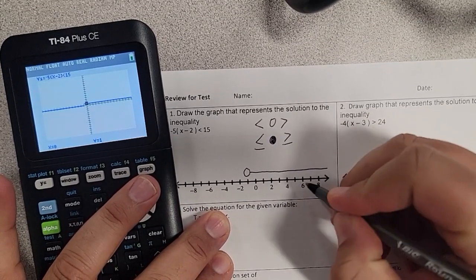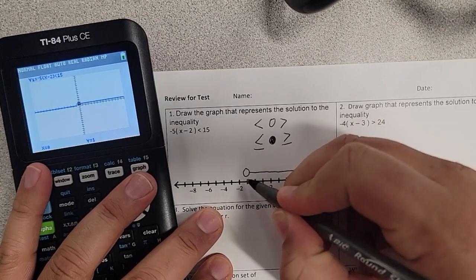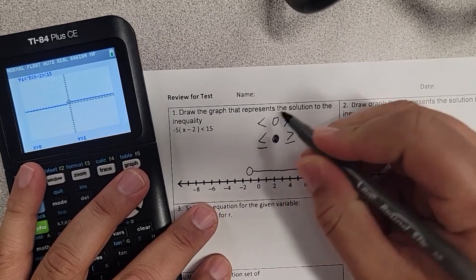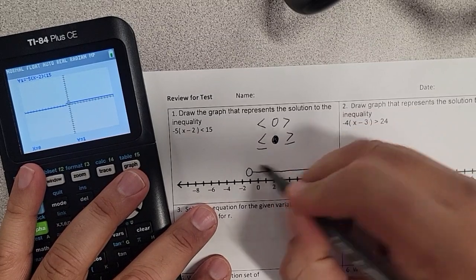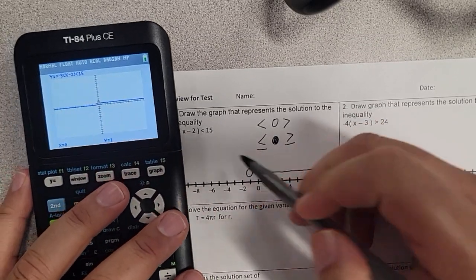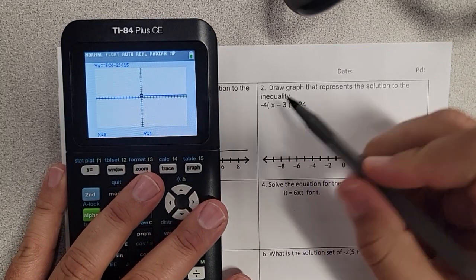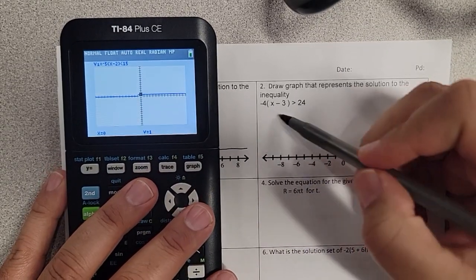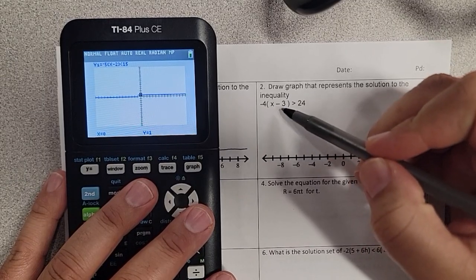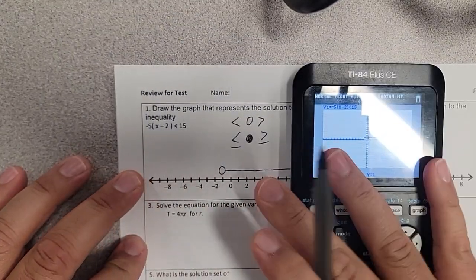My answer can be 8, it can be 6, it can be 0. It cannot be -1 because it is not equal. It's greater. All right. So do the same steps for number 2. You can pause it right now so you can make sure you do it correctly. Same things. All right. Start off with numeric solver and then put it in the calculator. Graph.